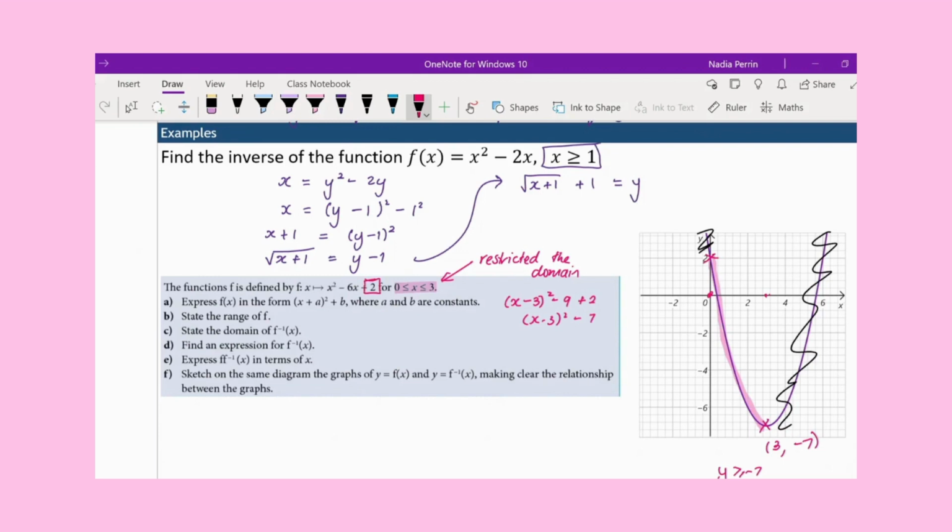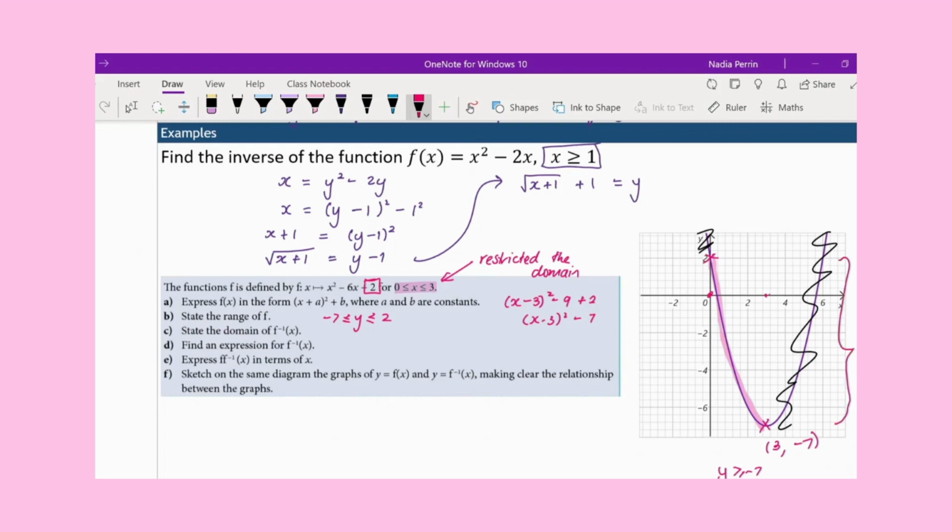So the range of f is from -7 up to 2. The range is where can it possibly be on the y-axis? So it's essentially just giving that range.